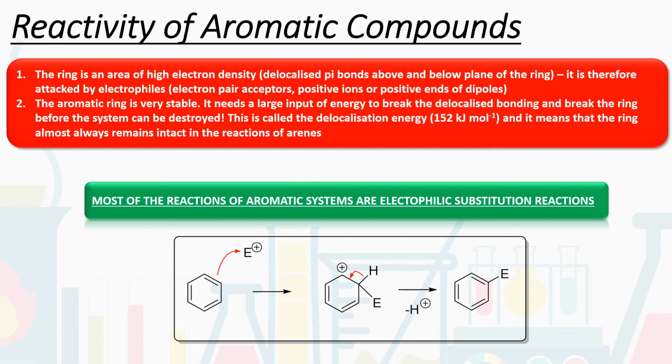It doesn't mean that we can't break the ring temporarily, but we always end up reforming that aromaticity because it's such an energy gain, it's such a stable compound to have this aromatic delocalization. And so most of the reactions of aromatic systems are what we call electrophilic substitution reactions. Essentially, we're going to substitute hydrogen on the ring for whatever our electrophile is, and so therefore it's an electrophilic substitution reaction. And so the mechanism, which we'll look at in a lot more detail in the next video, is shown below.